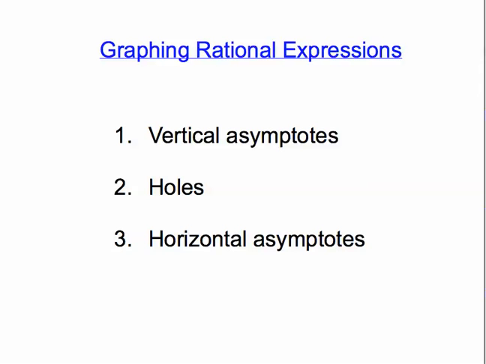In the next few videos, we're going to examine graphing rational expressions. We're going to consider vertical asymptotes, holes in the graph, and horizontal asymptotes. An asymptote is a line that the graph will get infinitely close to, but never touch. In this video, we'll begin by looking at vertical asymptotes.